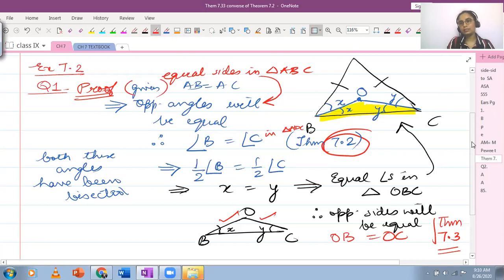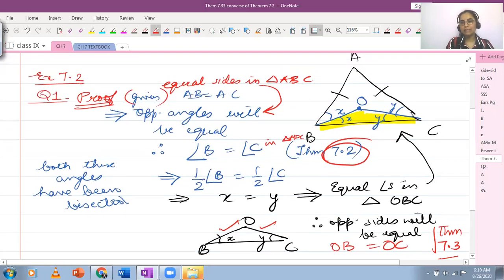Let's move on to the next part. In the next part actually this was required, which I had not drawn here. Join OA. The second part asks you to prove that OA bisects angle A. This dotted line is bisecting this vertical angle. So you want to prove that angle number 1 is equal to angle number 2.